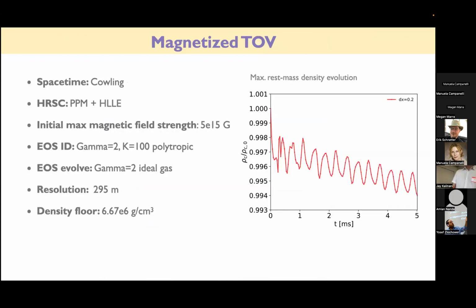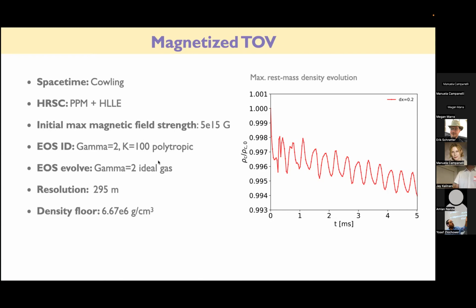For now, this is what we have working. The final test we did was a magnetized TOV wave. This is, for now, performed only in Cowling, so we don't evolve the space-time. We impose an initial dipolar magnetic field confined inside the TOV star with a maximum field of about 5 times 10 to the power 15 Gauss. And the evolution is basically using ideal gas.